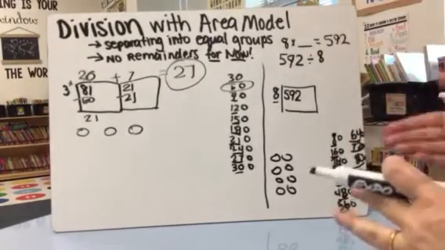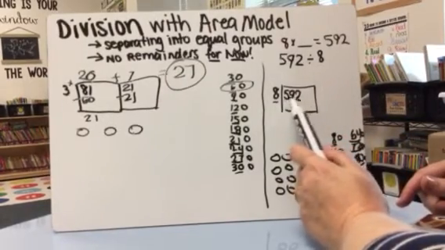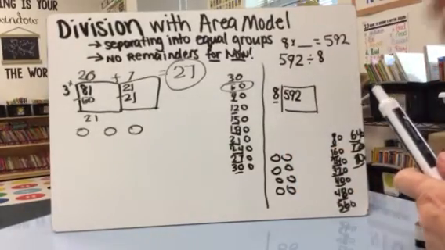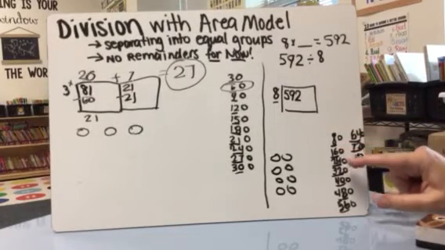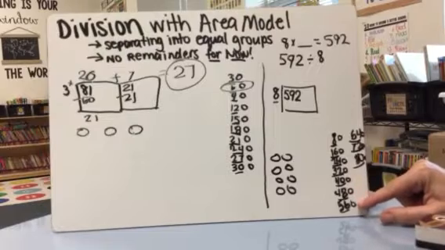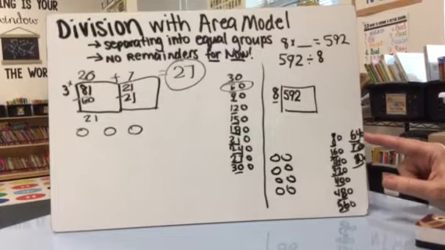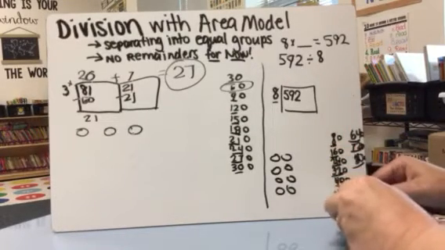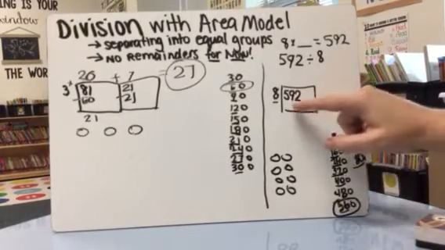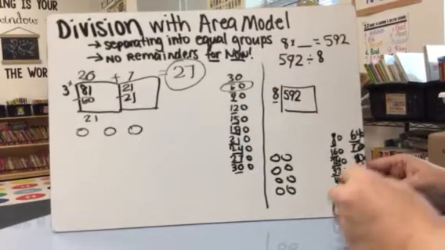To figure out how many I can do, I look over here at this chart and I think, how can I get as close to passing out 592 without going over? Because I don't have more than 592. So if I look at my numbers here, 480, that's getting closer. 560 is really close to 592. 640 is too big. That's too big. I'm going to circle 560 because that's as close as I can get to 592 without going over.